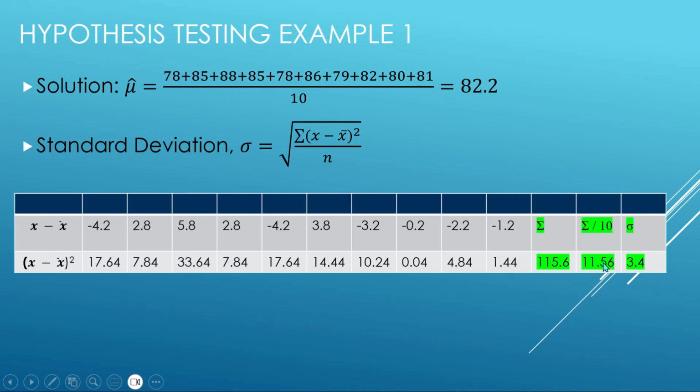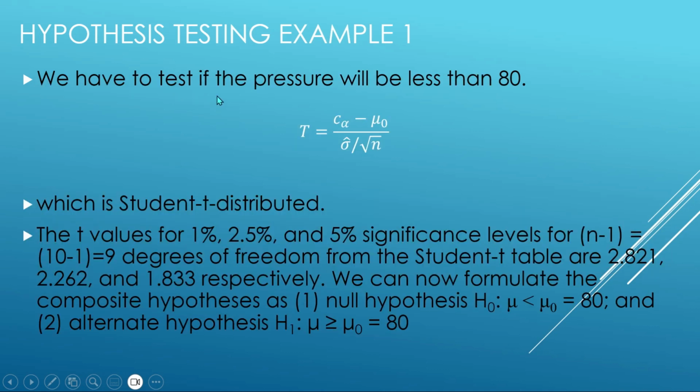And finally, we get the sum, which is 115.6. Then we divide it by 10, and then we take the square root and we get sigma equal to 3.4. We have to test if the pressure will be less than 80. So T is equal to x bar minus mu naught divided by estimated sigma divided by square root of n, which is student T distributed.